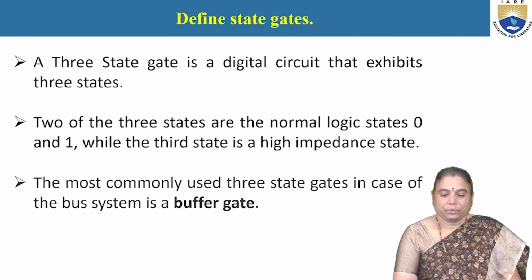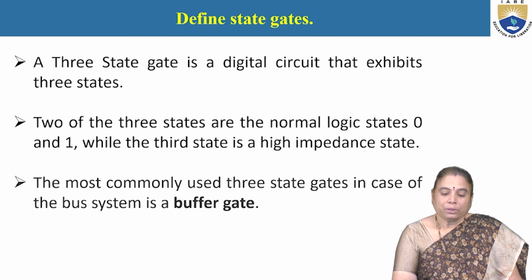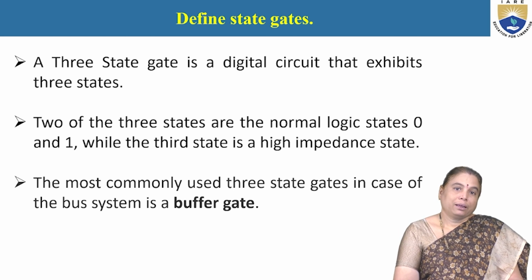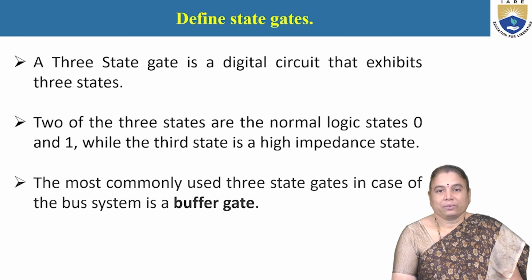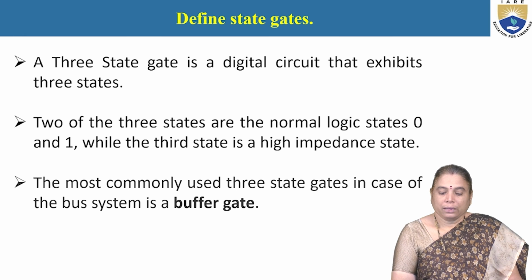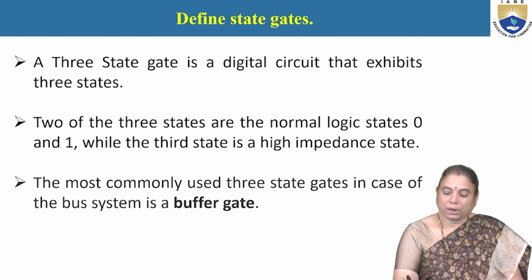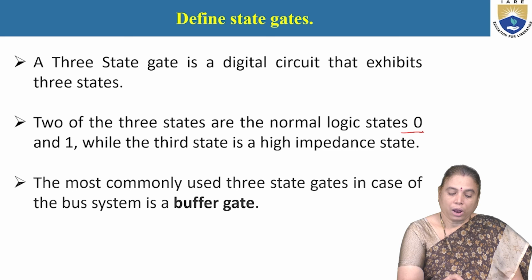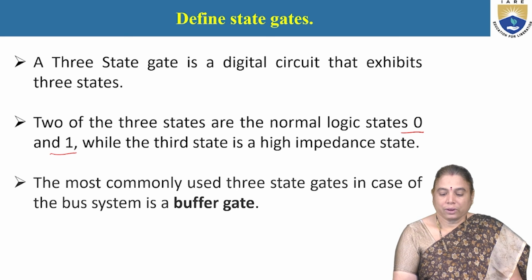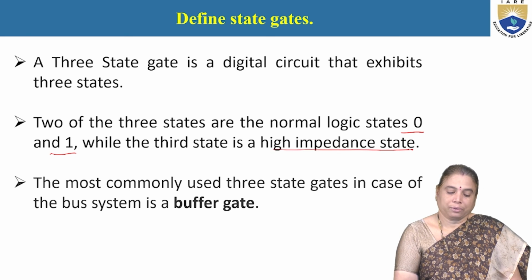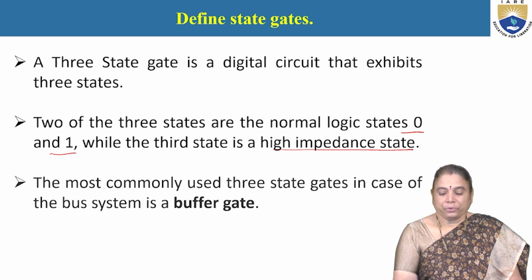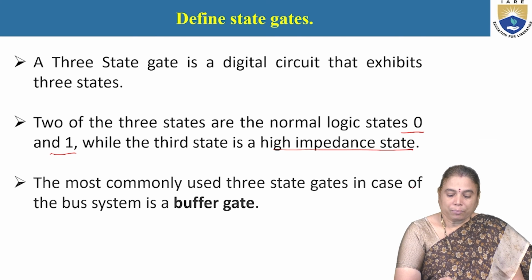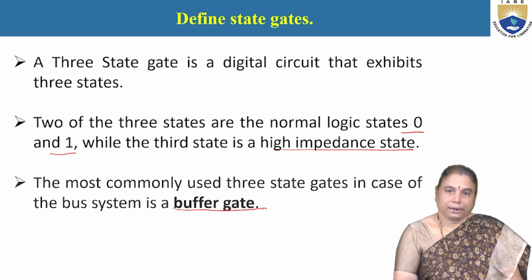Define 3-state gates. A 3-state gate is a digital circuit that exhibits 3 states. Generally the 0 state, the 1 state, and a 3rd state, the high impedance state, are available in the 3-state gate. 2 of the 3 states are normal logic states, state 0 and state 1, while the 3rd state is the high impedance state. The most commonly used 3-state gate in the bus system is the buffer gate.